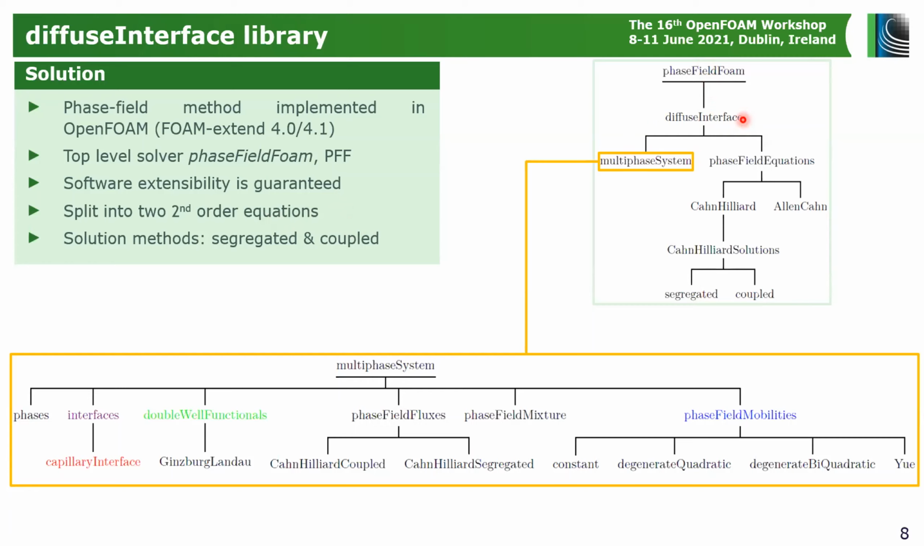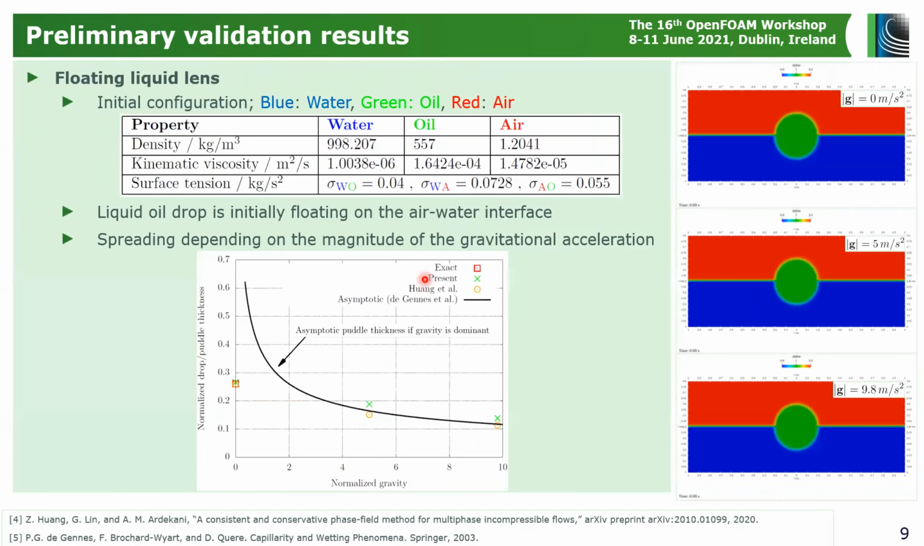This is the library. We have the base library of diffuse interface, and we have a multiphase system, which divides into subclasses. Each class models every single parameter that's shown in the governing equation. And for the phase-field equations, we have the Cahn-Hilliard and Allen-Cahn. We are particularly focused on Cahn-Hilliard at the moment because of the conservation of mass that it guarantees inherently. And we have different solver methodologies, segregated and coupled, which was a very nice presentation yesterday about the coupled solution.